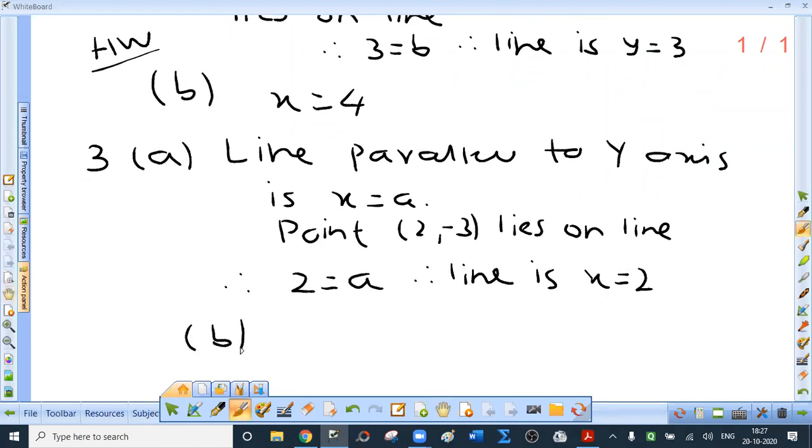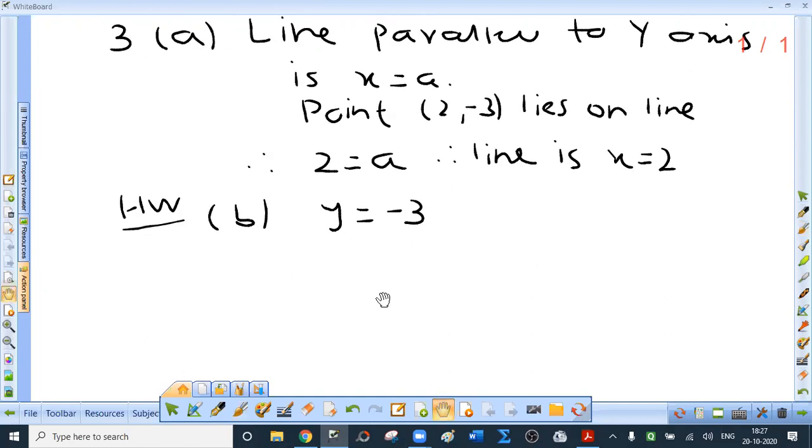Okay. The second one is also similar. And what is the expected answer? y equal to minus 3. These are simple sums.